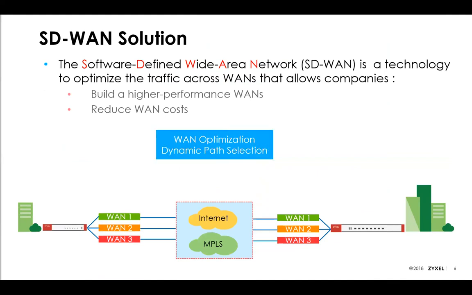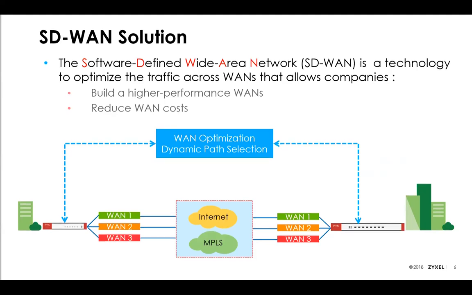One of the functionalities that SD-WAN has in its definition is what we call WAN optimization and dynamic path selection. That's basically how SD-WAN works. It utilizes the internet connections, the three WANs in this picture, and uses these technologies to optimize as best as possible, to make sure that the latency and all those things that an MPLS provides are provided through these WAN connections.